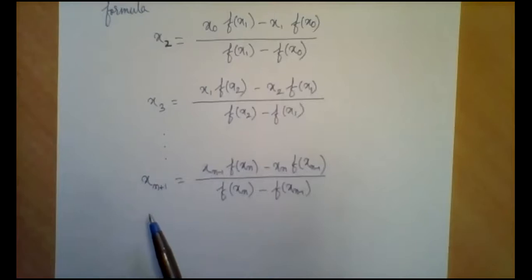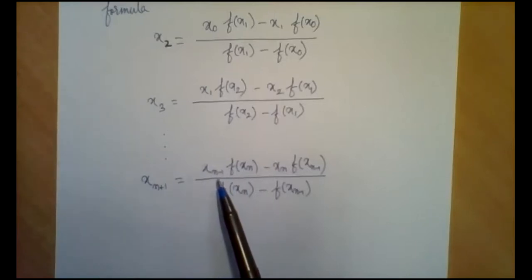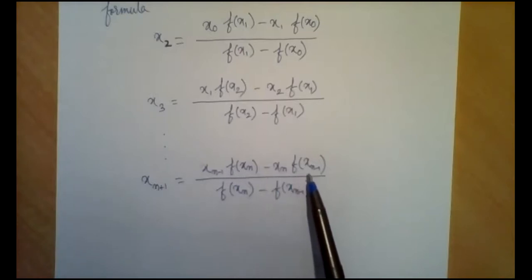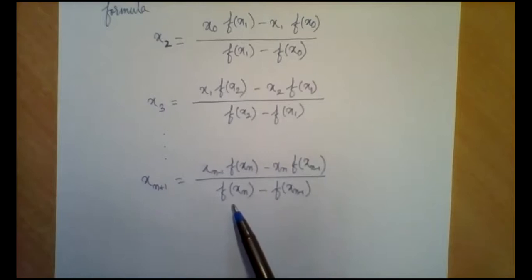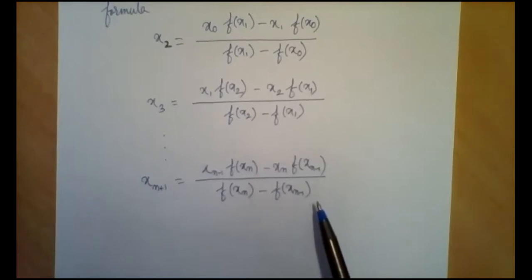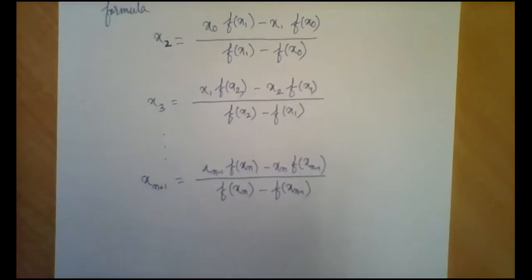The general formula is this: the n plus 1 approximation is given by x n minus 1 times f of xn minus xn times f of x n minus 1 divided by f of xn minus f of x n minus 1. Now, the geometric meaning: in the secant method we replace the graph of the function in the interval.